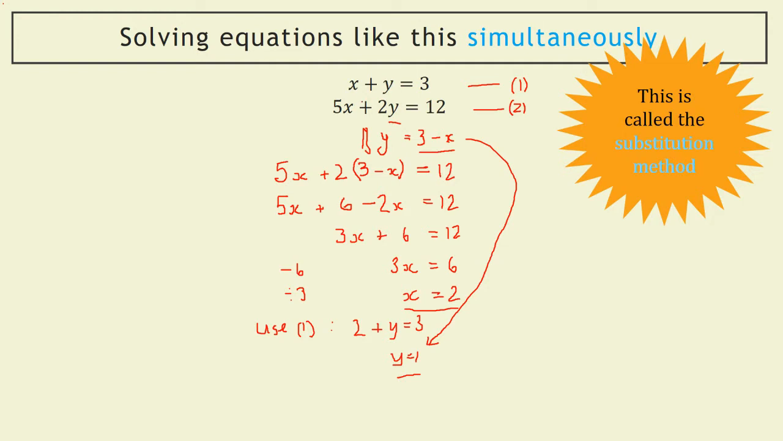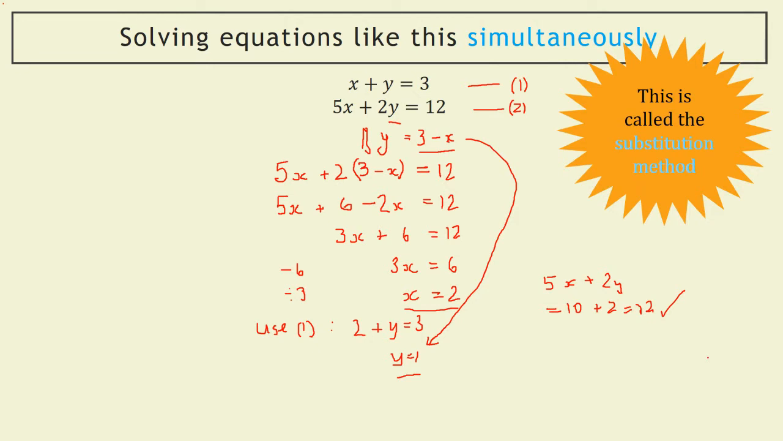Does it work? Well, it certainly works in the first equation, doesn't it? 2 plus 1 is 3. Let's have a look at the second equation, because we can always be sure with equations whether we're right or not. If I do 5x plus 2y, I hope I get 12. Well, 5x, 5 times 2, 10. 2y is 2. It's 12. It shows me I definitely got the right answer.